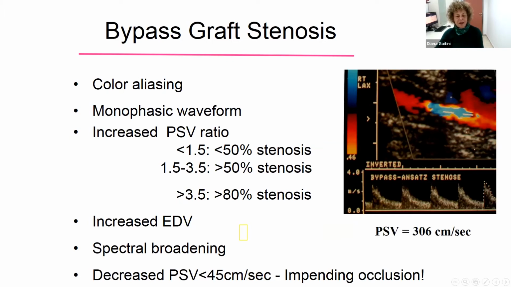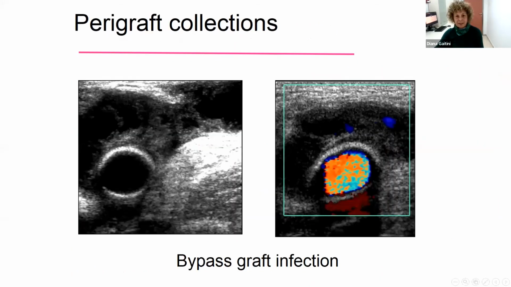I want to emphasize that a decreased peak systolic velocity less than 45 centimeters per second means an impending occlusion. Of course, we will have also a spectral broadening. Sometimes we may see perigraft collections, like in this case of a bypass graft infection with a large collection in the surrounding tissues.